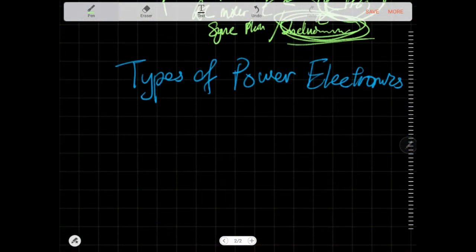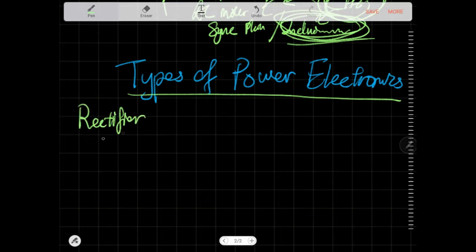Moving on, types of power electronics. This is where it gets to a bit of the syllabus. Before this, I was just giving you the gist of everything you're gonna see. Now you're gonna see the types of power electronics that will be used and what you're basically gonna learn. There are basically four types. A rectifier. A rectifier changes from AC to DC.